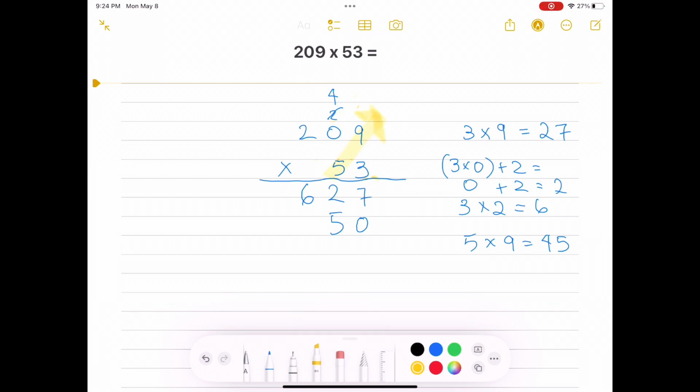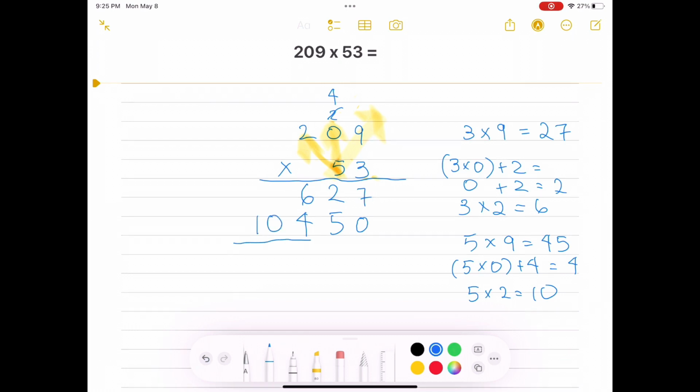Now you multiply the lower digit, tens digit, by the tens digit on top, so that would be 5 times 0 plus 4 that was carried, and that's 0 plus 4 equals 4. Write down 4. Finally, you're ready to multiply the tens digit from the lower number with the hundreds digit on top. 5 times 2 equals 10. And we write down 10.